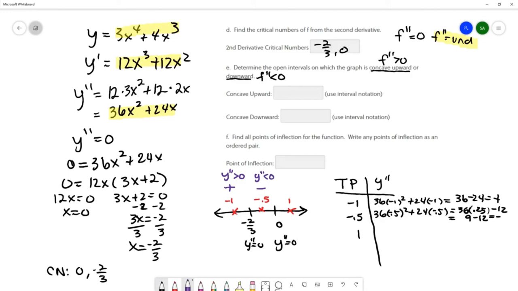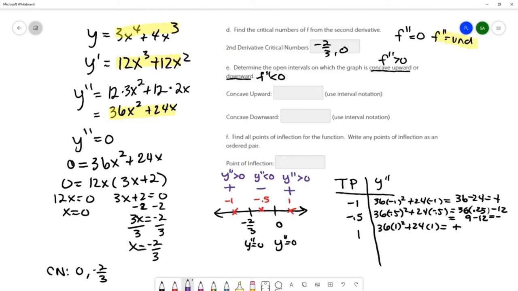And let's do our last test point, 36 times 1 squared plus 24 times 1. That's going to be a positive. And so we have the second derivative being positive in that interval, greater than 0.